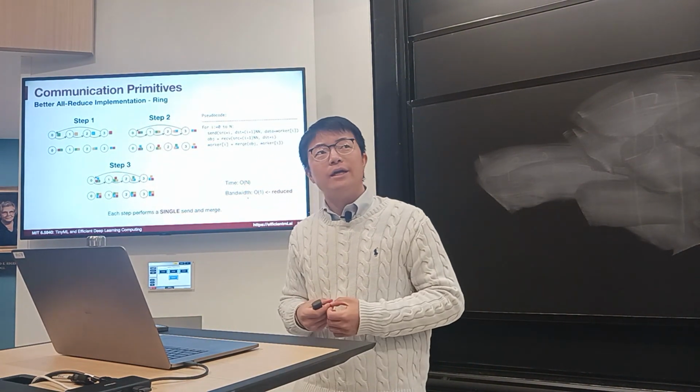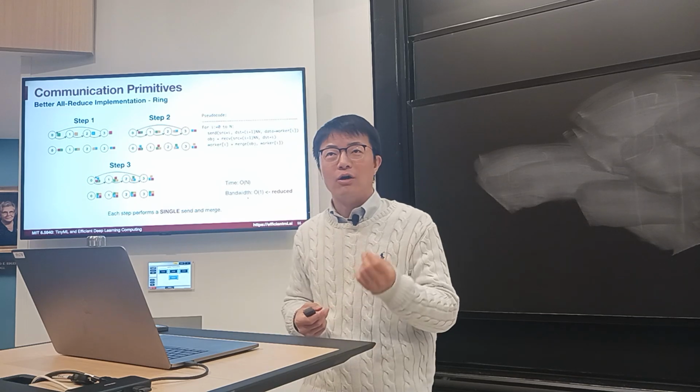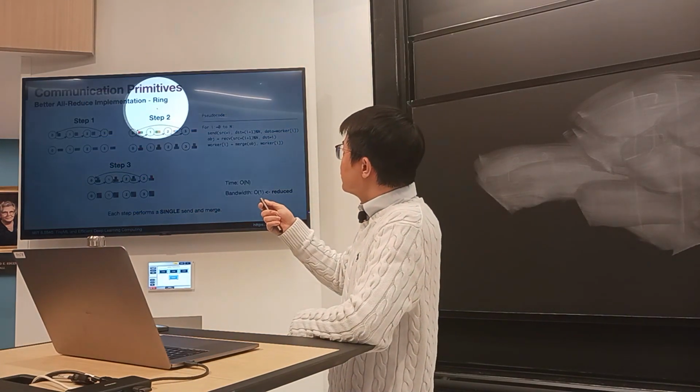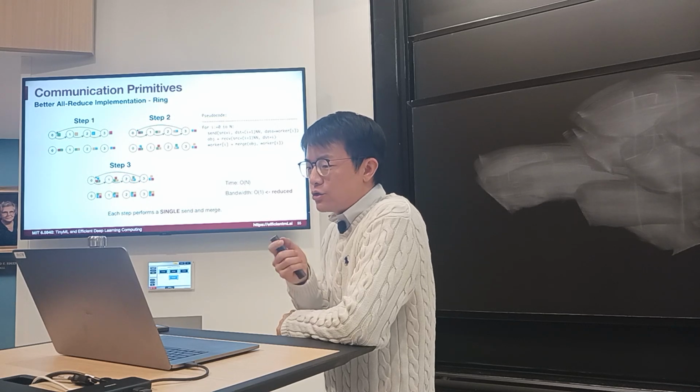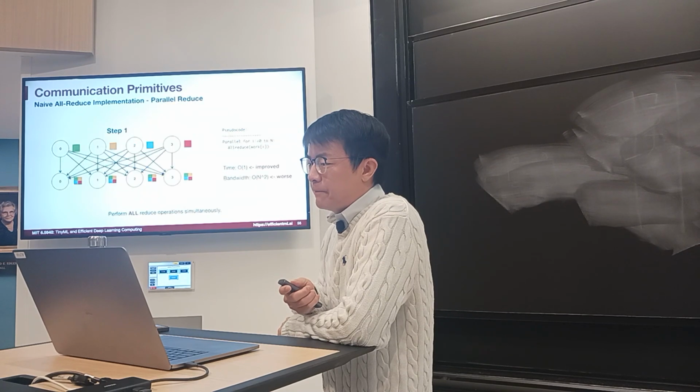Remember previously, in the parameter server, the centralized parameter server required O(N) bandwidth. Now everything is O(1), so that's good. We made some progress by using this ring all-reduce. Can we do even better? There is still some redundant computation. Can we do even better?